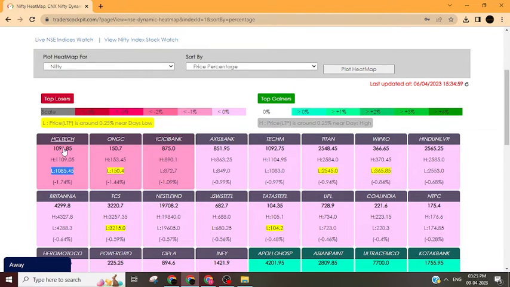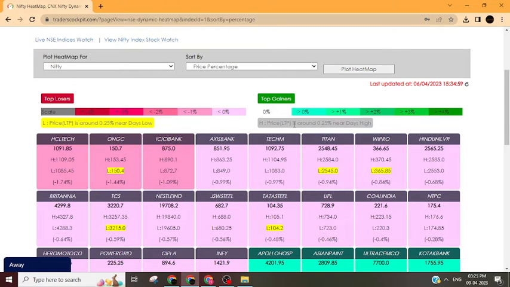Just beside that you have ONGC. Here you can see 150 was the LTP. If the LTP is around 0.25% nearer to the day's low, you can see that a yellow color coding is there in the day's low for that particular stock.